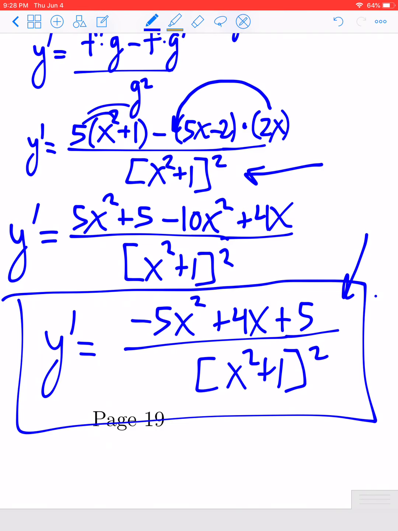But always be on the lookout, as you're used to from past experience. Anytime your answer is a fraction, make sure that fraction is in simplest terms and in reduced form.